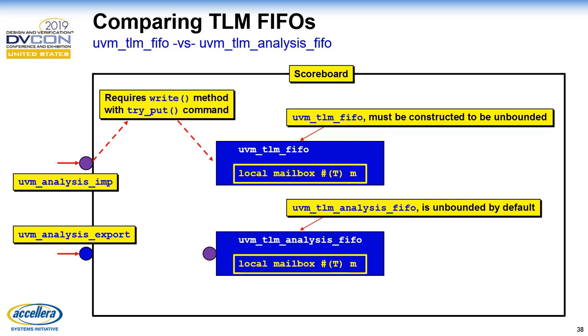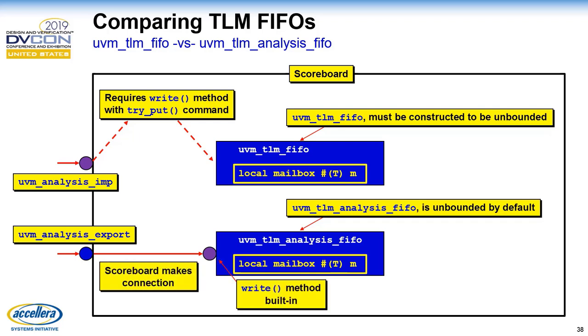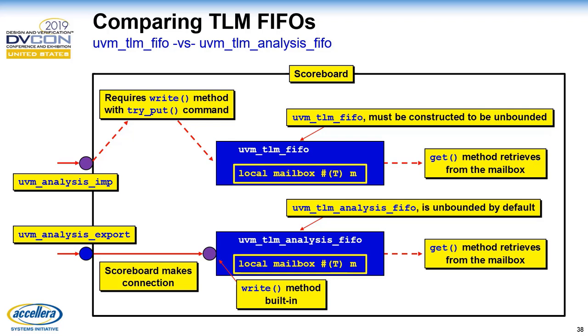With the analysis implementation port, we have to provide a write method that says, take the incoming transaction and try putting it into the TLM FIFO. With the TLM analysis FIFO, we just make a connection between the export and the implementation port because the TLM analysis FIFO already has the write method built in for us. So it'll take that broadcast transaction, store it inside of the mailbox. And then the TLM FIFO has the blocking get method, which is used frequently by the comparator. The same blocking get method is used by the TLM analysis FIFO. But those TLM analysis FIFOs are really nice for terminating paths without having to implement some type of write method.